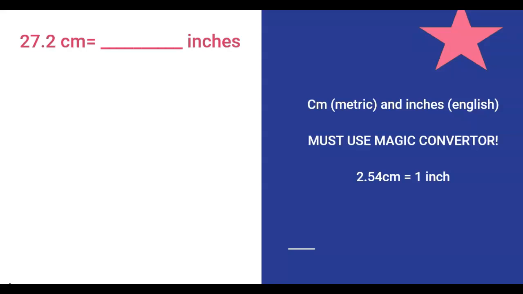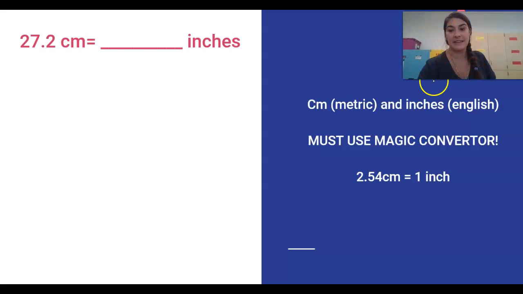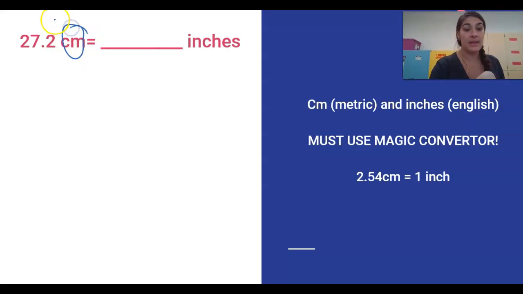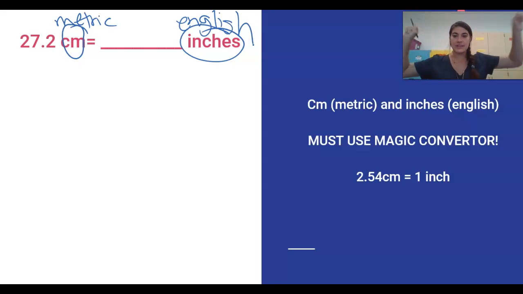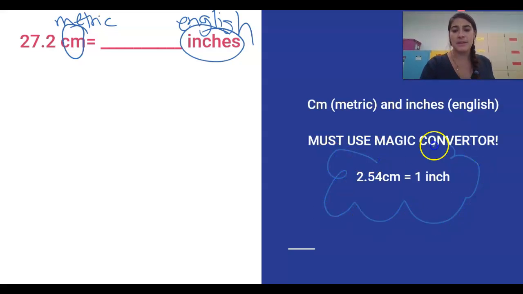Okay, so let's talk about this one, because this one is definitely different in that we've got centimeters and inches involved. Okay, and so what you need to notice when you see that is that centimeters, right, that is in the metric world, and inches is in the English world. And so as soon as you see that, ding, ding, ding, that should set off like stars and fireworks and whatever in your head, that you must use the magic converter. Okay, that 2.5 centimeters equals 1 inch.